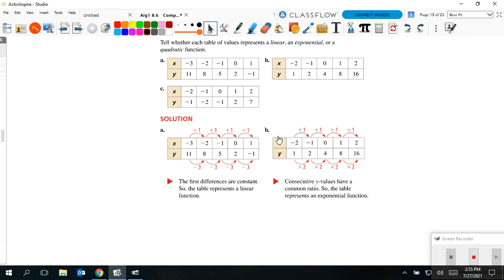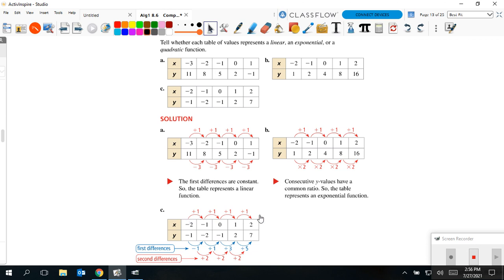And then for number 3, again, it's going up by 1s, and the first differences are not constant. So what we can do is check the differences again to see if they have a second difference that's constant, and it does. They're going up by 2s on the second difference when you try that again. So that tells you that it's a quadratic function for that one. When the second difference is constant, then it's a quadratic.